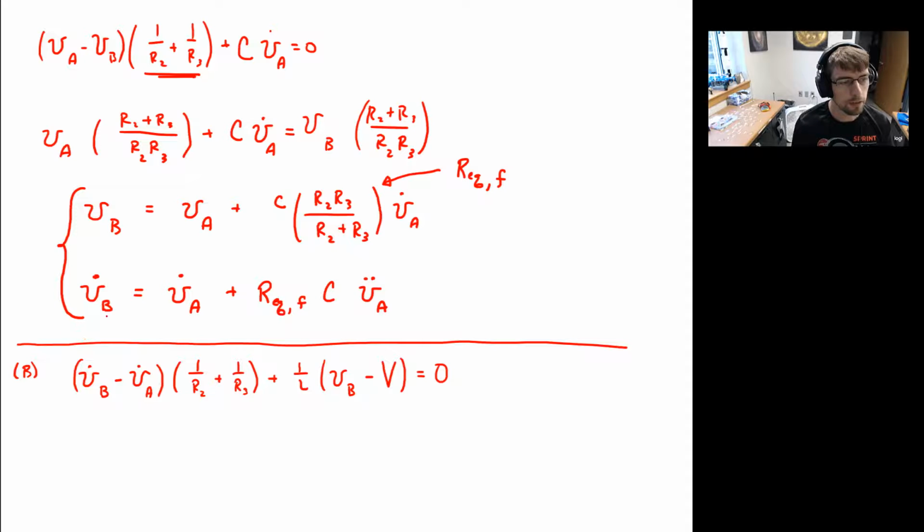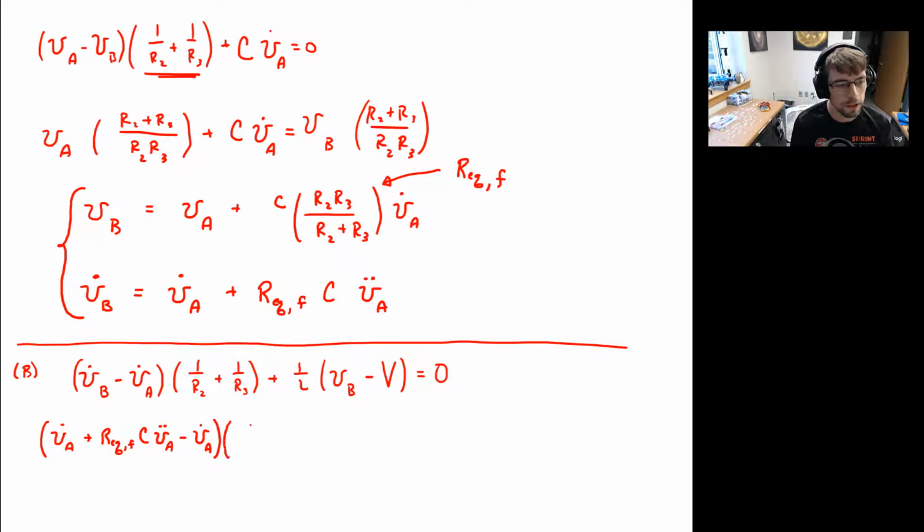So what do we have? Well, let's substitute in everything. And we see that we have something like VA, well, I shouldn't say something like, we have plus REQ final times C VA double dot minus VA dot. So that's just that first factor.